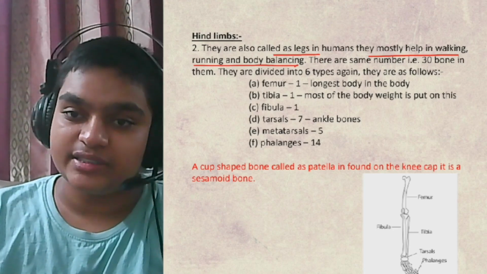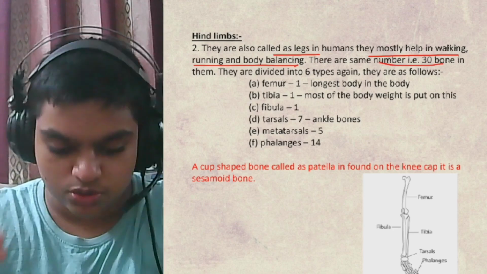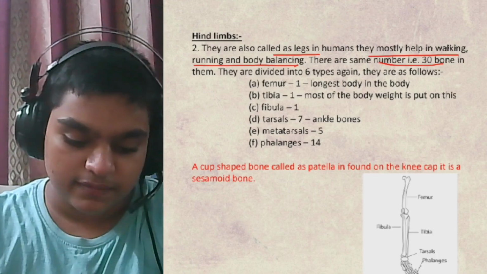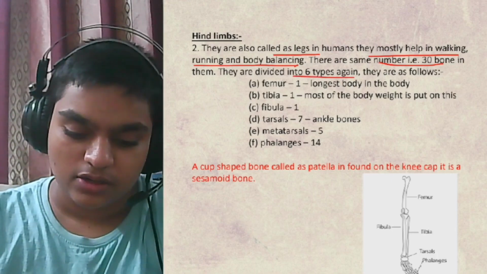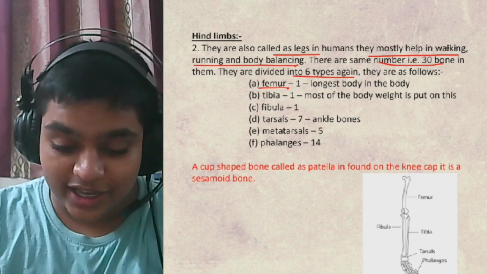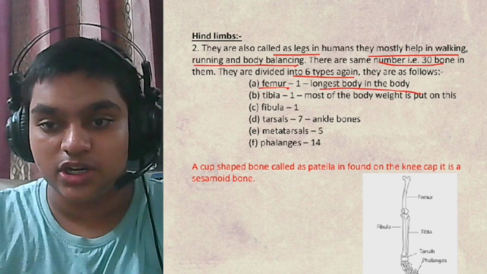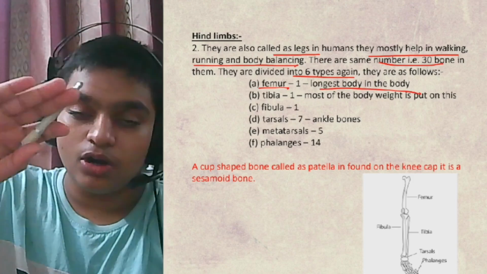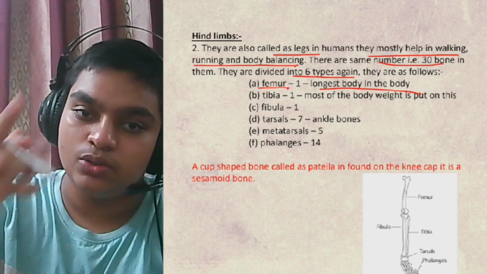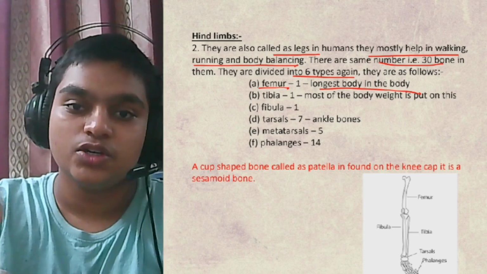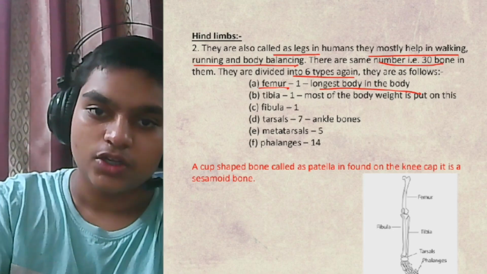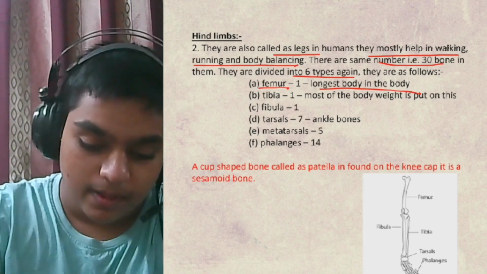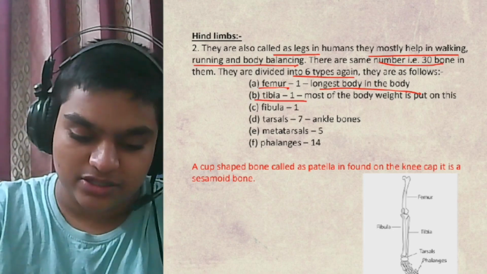They are the same in number, that is 30 bones, as we have spoken before, and they are again divided into 6 types. Those are femur, the longest bone in our body. We have one femur in one hind limb. So in the total body we have 2 femurs, 2 humerus, 2 radius, 2 ulnas. Okay, got it. One hind limb consists of one femur. Now one hind limb consists of tibia.